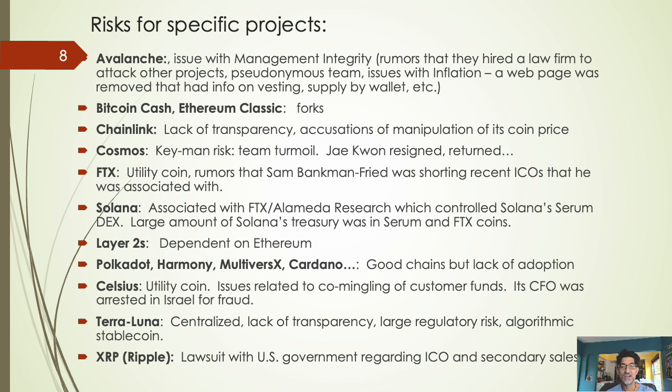And there are many blockchains. I only listed a few here. Many blockchains do not have adoption. And Celsius: there was a lot of unique risk here in terms of commingling of customer funds, and the CFO was arrested for fraud. I'm going to talk fast because we're running out of time. Terra Luna: lots of issues with technology, meaning using a unique way of creating a stablecoin. There was a lack of transparency and centralization, meaning control. And XRP/Ripple had a huge lawsuit with the SEC.